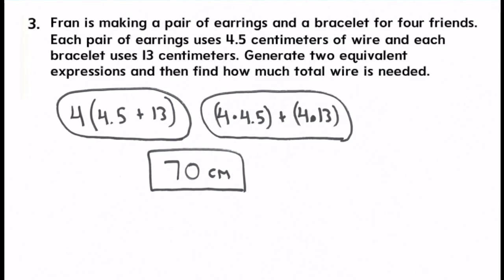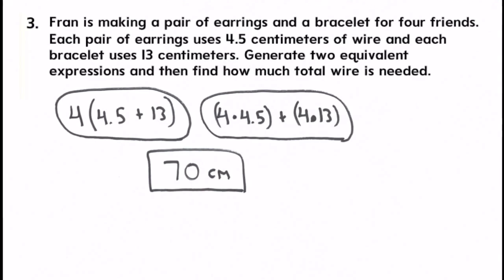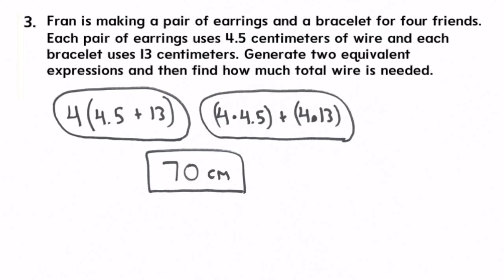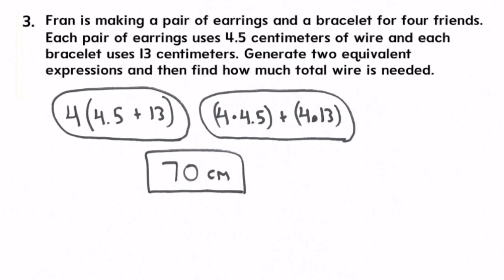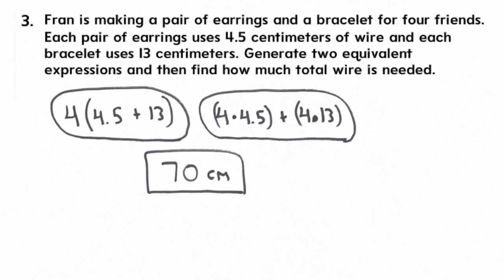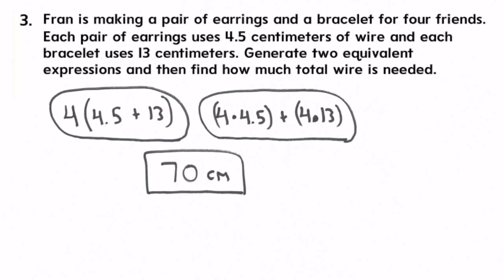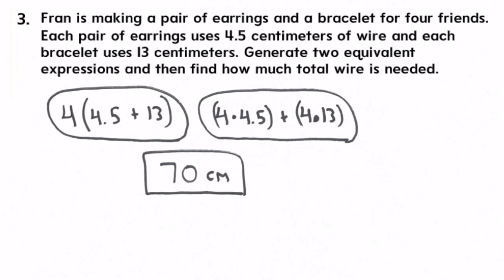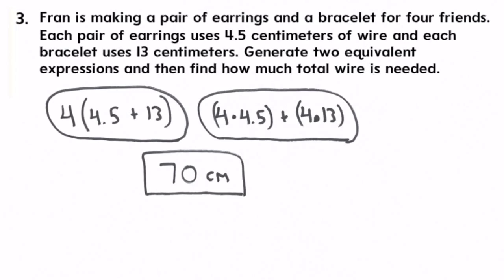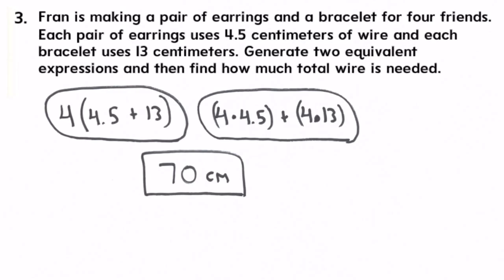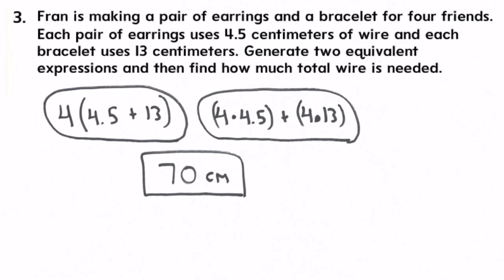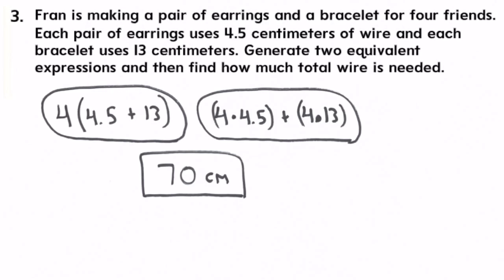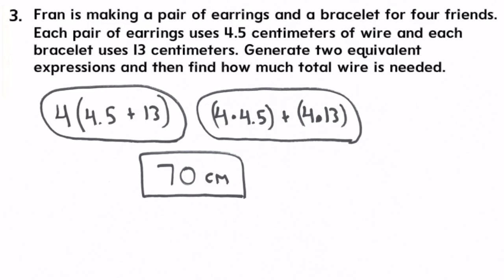And in the final example, they're talking about earrings and bracelets that Fran is making for 4 friends. Now, if you read it very carefully, and you can pause at any time to do so, you will see that you end up with 4 times 4.5 plus 13. Or you can break it up with the distributive property, and you end up with 4 times 4.5 plus 4 times 13. Regardless of which approach you take, you should end up with 70 centimeters.